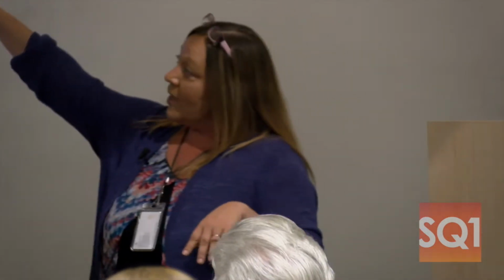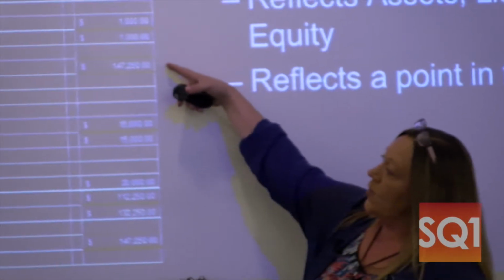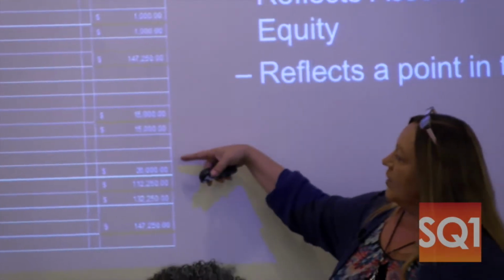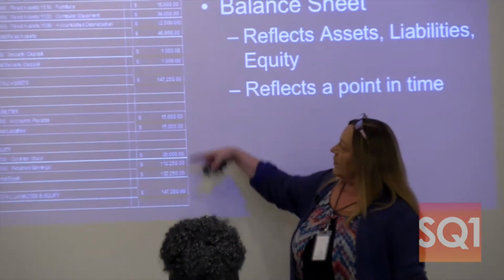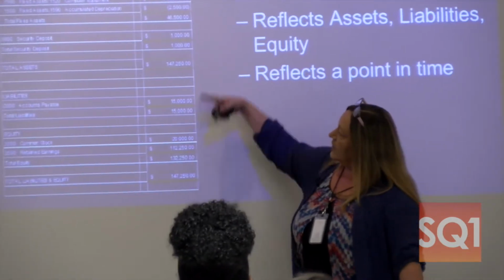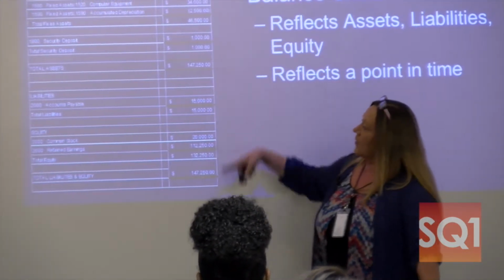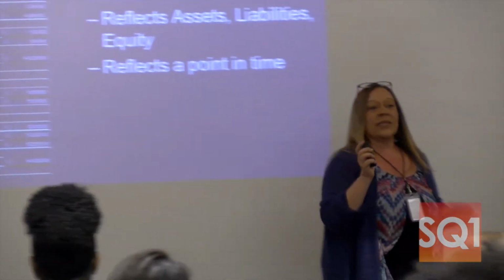Pardon me, your assets at the top here, let me step over here. So your total assets are always going to equal the combination of your liabilities and your equity. So these are the two lines that are balancing when you're talking about a balance sheet. Does that make sense?